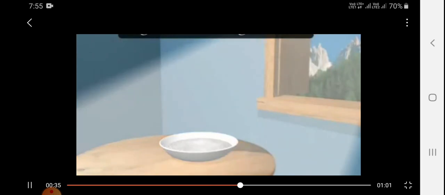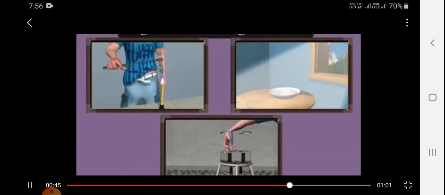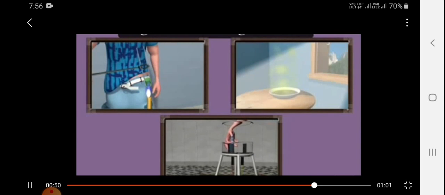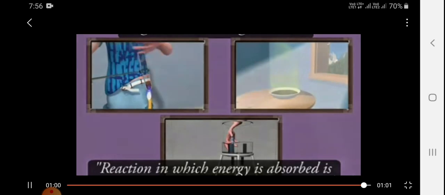And decomposition of silver chloride into silver and chlorine. Here also sunlight is required. So in all three, energy is required in the form of thermal heat, electricity, or light. The reactions in which energy is absorbed for the breakdown are called endothermic reactions. So these are endothermic reaction examples. You should answer whether photosynthesis is an exothermic or endothermic reaction.